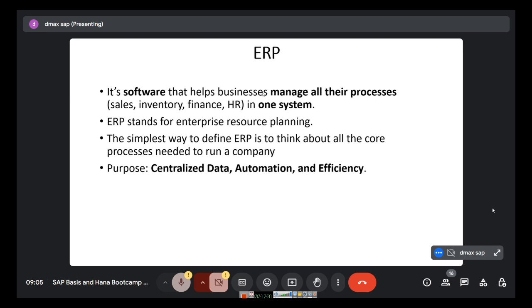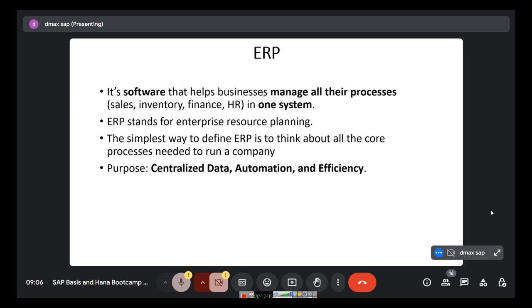Might be sales, material management, finance, HR. So many different modules will be there. If I want to go with an organization structure, and I want to purchase some sales-related software, some inventory-related software, some finance-related software, it will become very hectic. Because if I go with the sales software and the finance software, both should be integrated again, so it will be hectic.